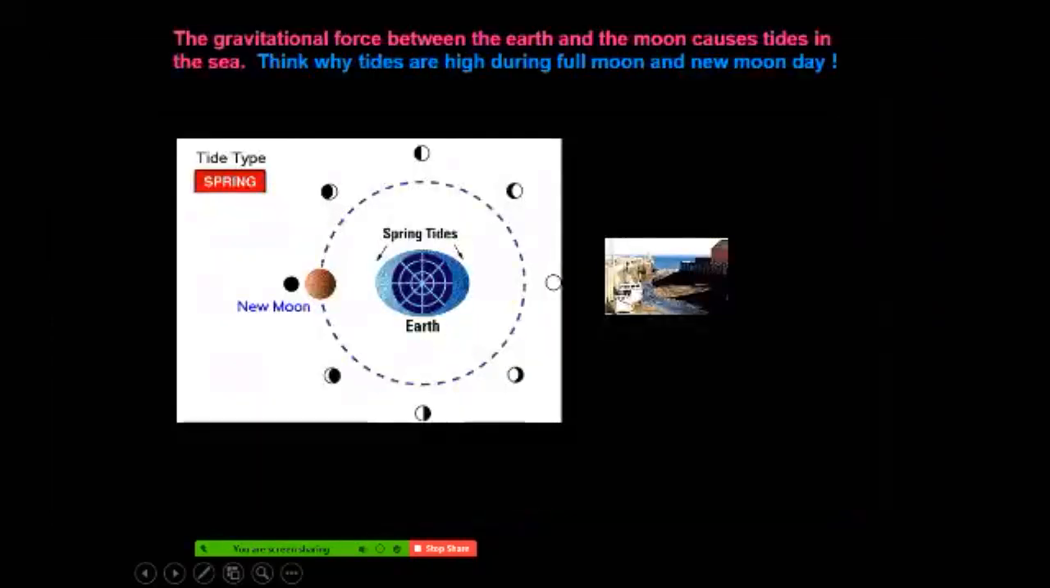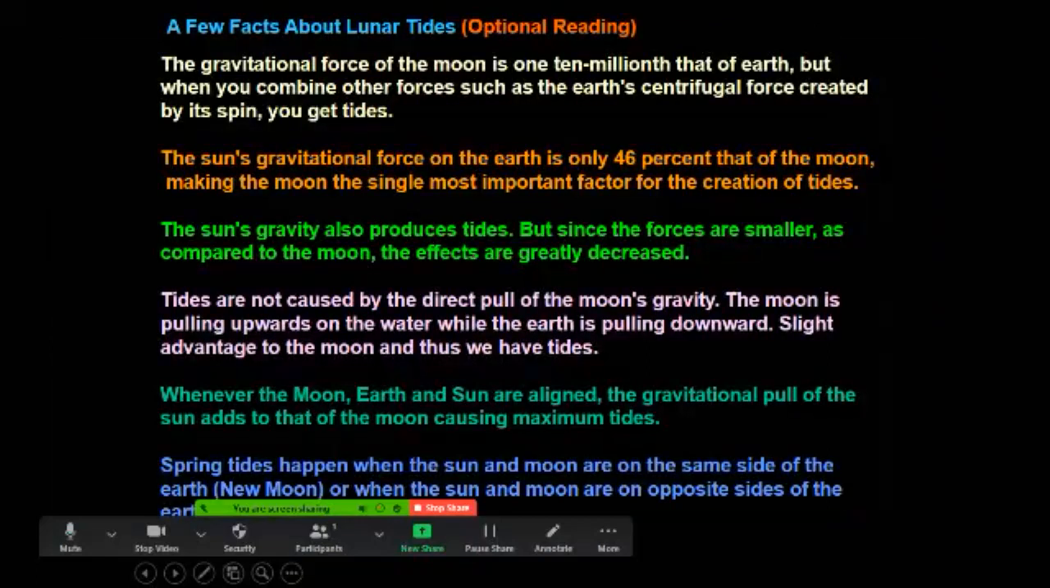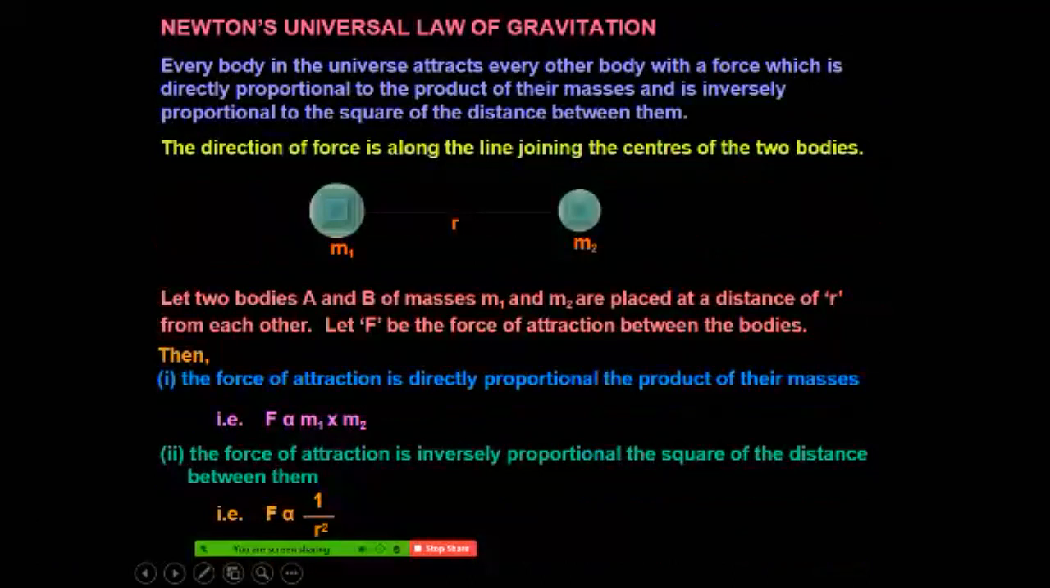So the gravitational force between the earth and the moon causes tide in the sea. So that, you know, that is the sea. So in the sea the tide is coming. Students, the few facts about the lunar tides you are very much familiar, so I am not going to discuss.